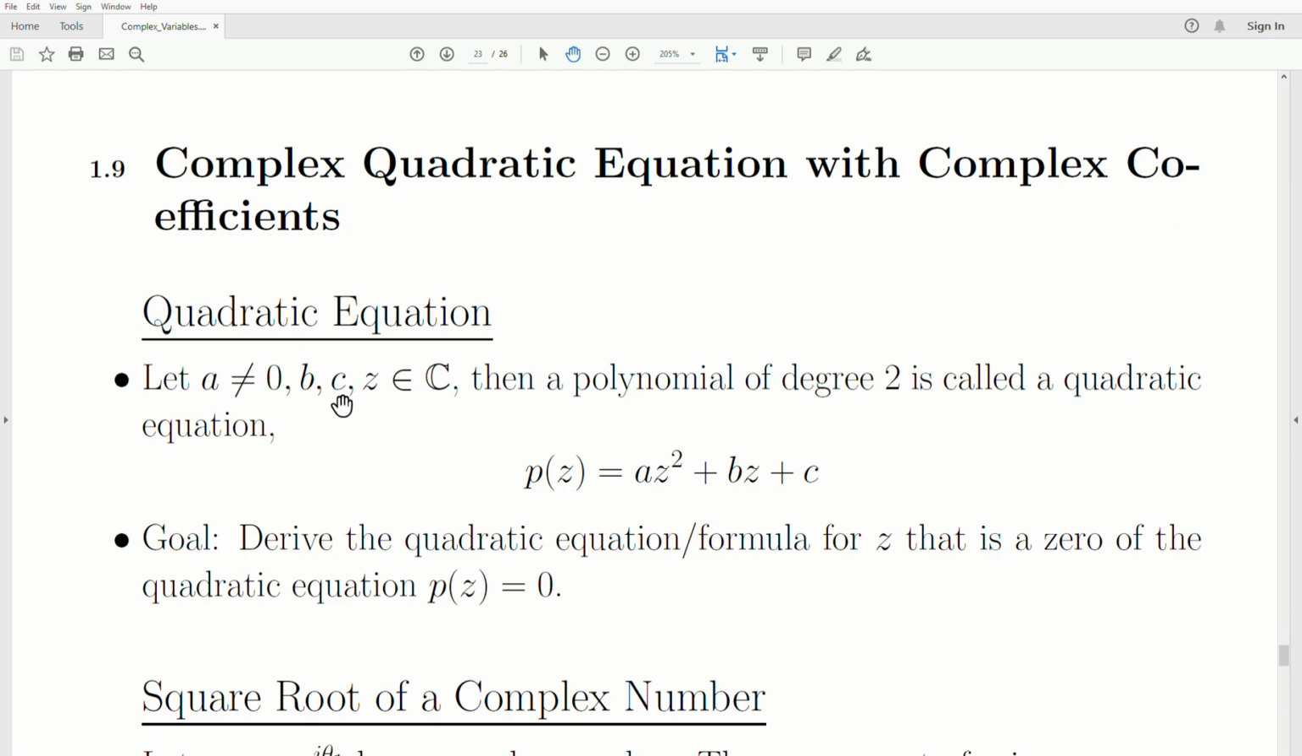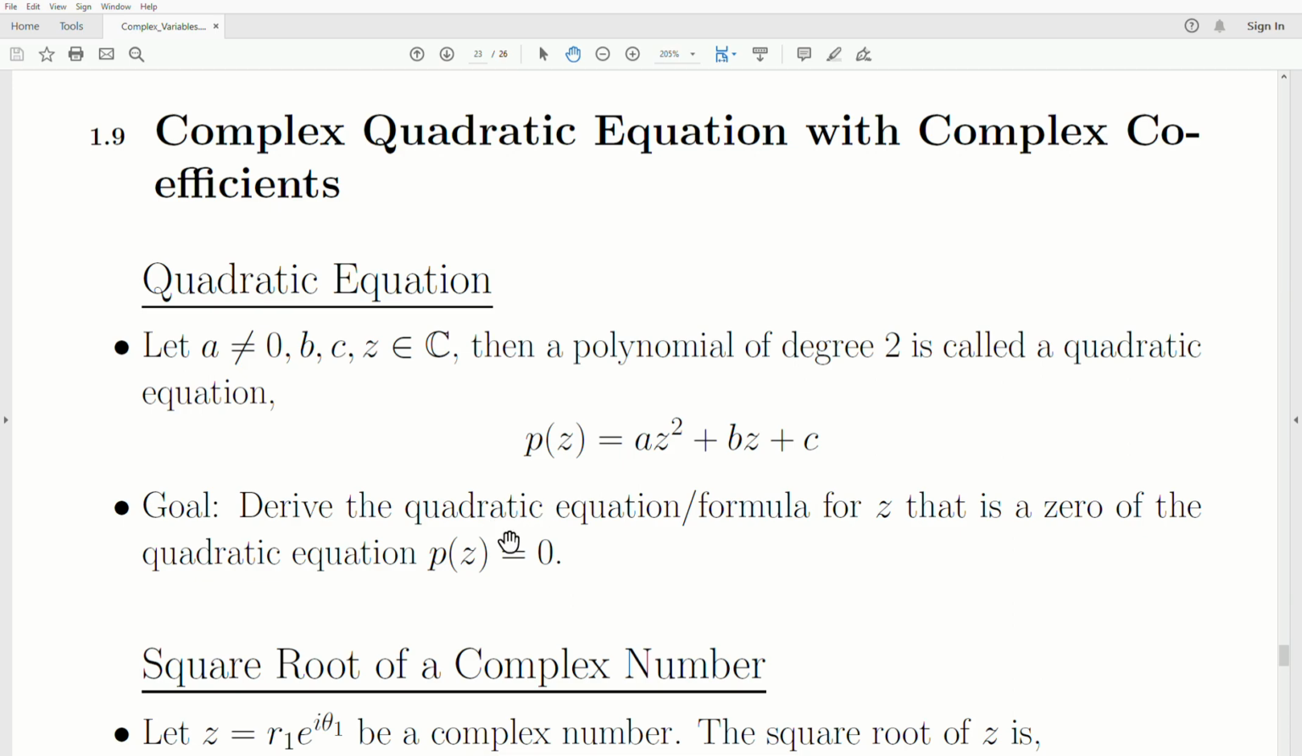We have A, B, C, and Z complex numbers, A not equal to 0. Then a polynomial of degree 2 is called a quadratic equation, and this is it. P of Z is AZ squared plus BZ plus C. Now the goal is to derive the quadratic equation slash formula for Z that is a 0 of the quadratic equation. So we want to find the Z's that make this, when you plug it in, you get 0.